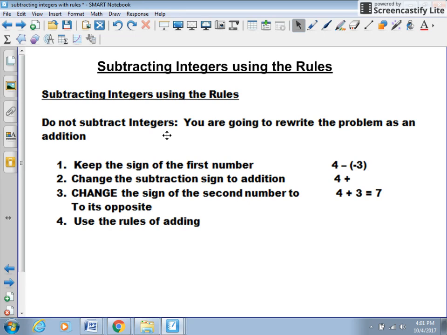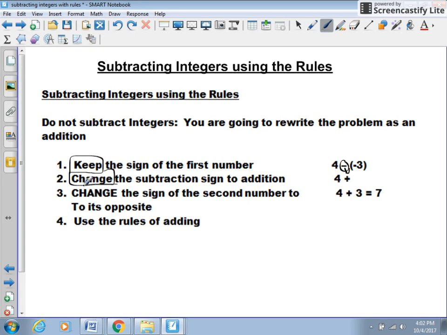Subtracting integers using rules. You do not subtract integers. You are going to rewrite the problem as an addition problem every single time. In order to do that, the first thing that you're going to do is keep the sign of the first number, just like they have done here. So 4, 4. The next thing is change the subtraction sign to addition. So you can see where they have made a change from here to here, but the 4 remains the same.